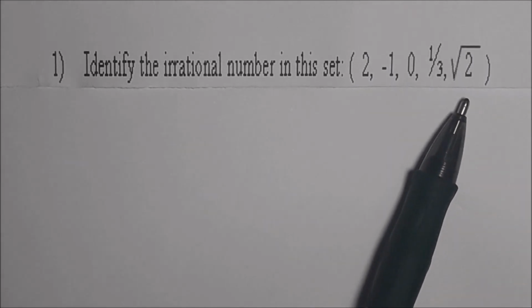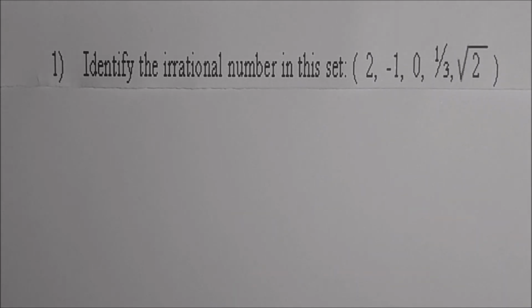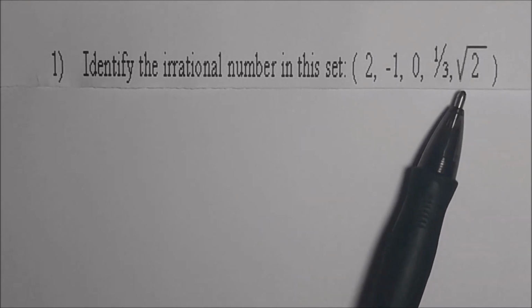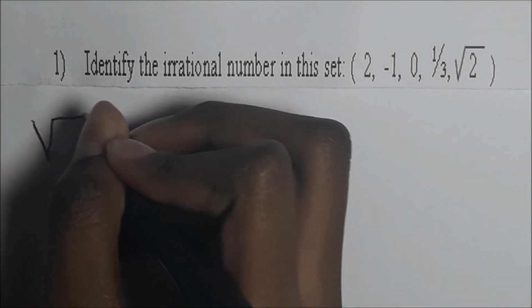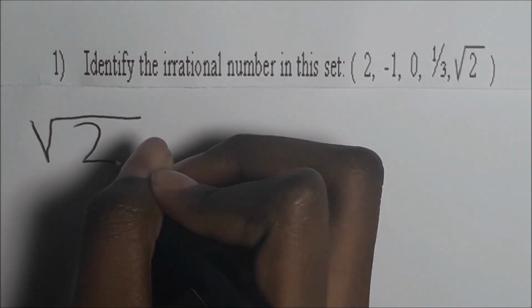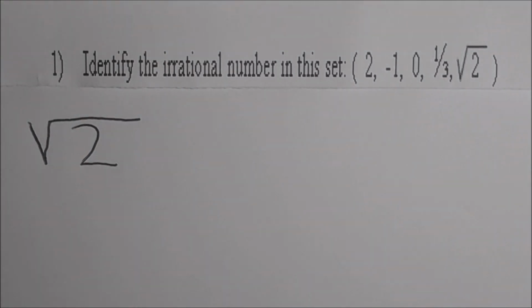A third and the square root of 2. A third isn't an irrational number. A third is a rational number. There's only one. It says identify the irrational number in this set. Which one would be the irrational number? Square root of 2. Write it for me under it. Write it big. So the square root of 2 is an irrational number.